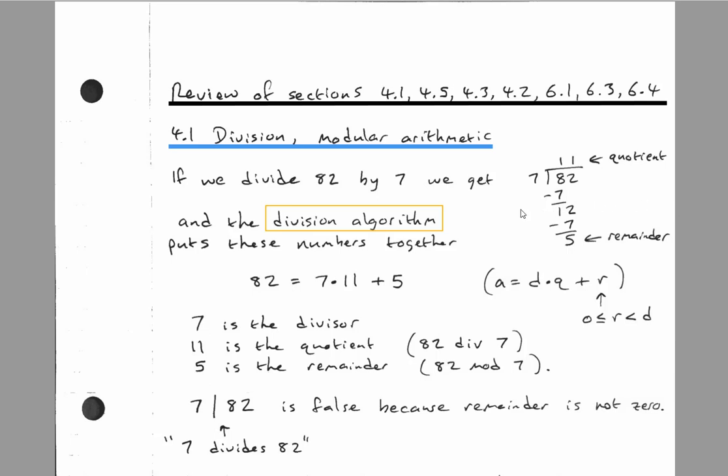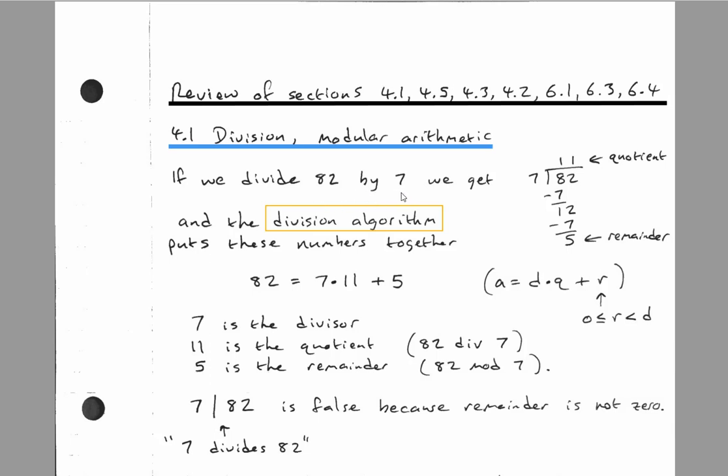Let's review chapters 4 and 6. As usual, go back to the original notes for more details, but we'll see the main ideas. So this first section, 4.1, studied division in detail, and we're working just with whole numbers, so no decimals or fractions needed.